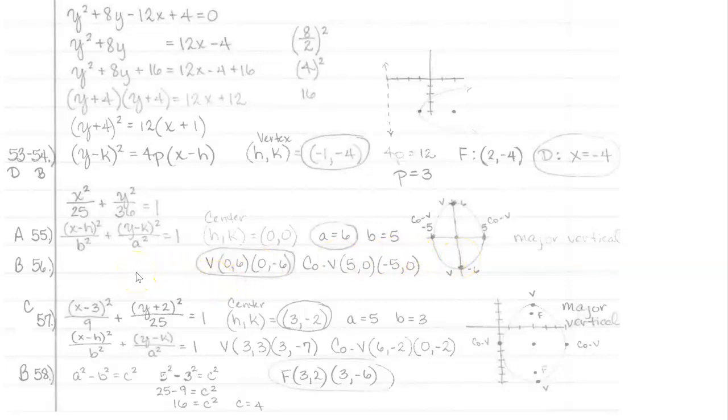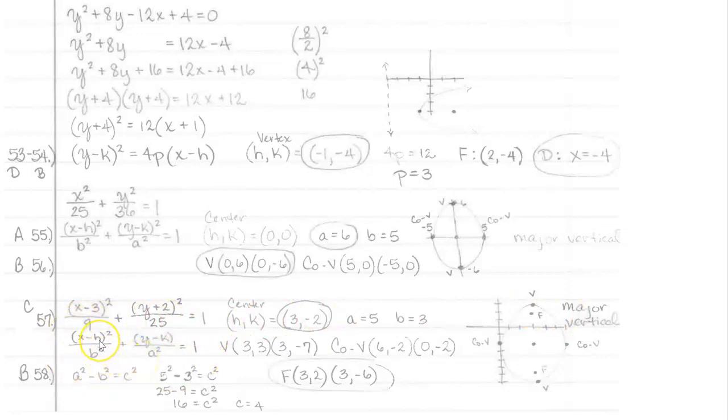So then for 57, they give us another equation of an ellipse. And again, remember that with an ellipse, the major axis is your larger one. So since 25 is bigger than 9, my major axis again is going to be vertical. So let's go to our formula sheet and copy that equation for major axis vertical.